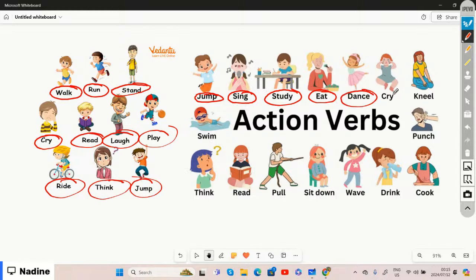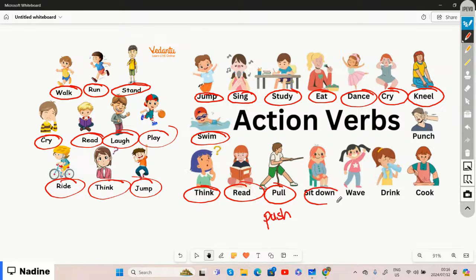Eat, dance, cry, to kneel down or to stand up, to swim, think, read, to pull, even to push is an action verb. Sit down, stand up, wave, drink, eat, cook, bake. Those are action verbs. It's telling us what the person or thing or even animal is doing.